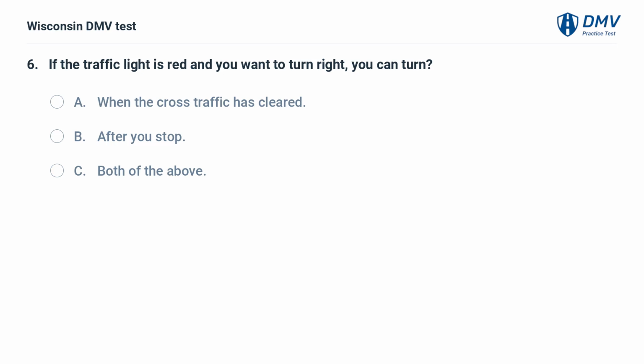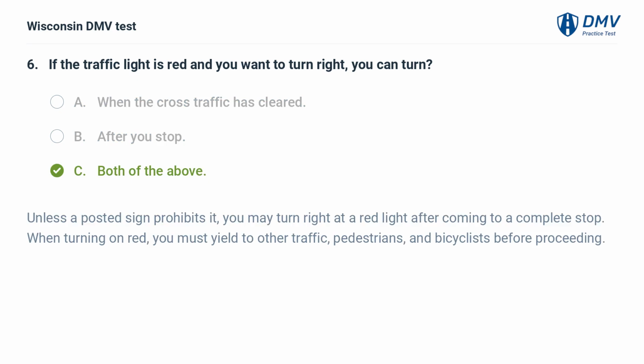If the traffic light is red and you want to turn right, you can turn A. When the cross traffic has cleared. B. After you stop. C. Both of the above. C. Both of the above. Unless a posted sign prohibits it, you may turn right at a red light after coming to a complete stop. When turning on red, you must yield to other traffic, pedestrians, and bicyclists before proceeding.